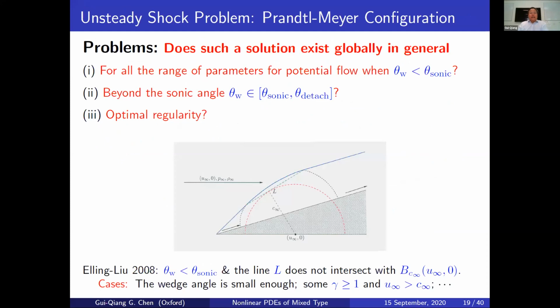So the issue is: does such a solution, the Prandtl-Meyer configuration, exist globally in general? One case I point out is when the wedge angle is less than the sonic angle. Another case, of course, is when the wedge angle is between the sonic angle and the detachment angle. Then what type of optimal regularities does this solution have? Okay. So I put there is some early result by Elling for the first case. They get a certain regime. They could construct a solution like that. So the question further is whether it is possible in the general case.